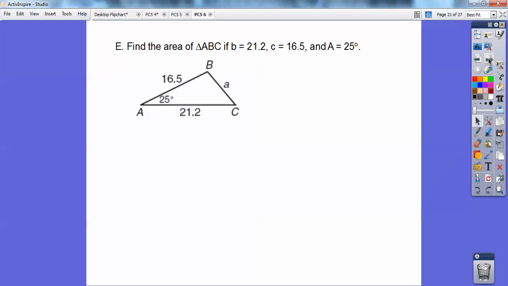So here I have find the area, and I have this angle to be 25 degrees. I have this to be 21.2, and this to be 16.5. So I'm going to do K equals 1/2 the 16.5. So I'm using this formula right here. I got angle A. They're all the same, it just depends on what they give you. So I'm going to do this angle and the 2 sides that are surrounding the angle, and then take half of that.